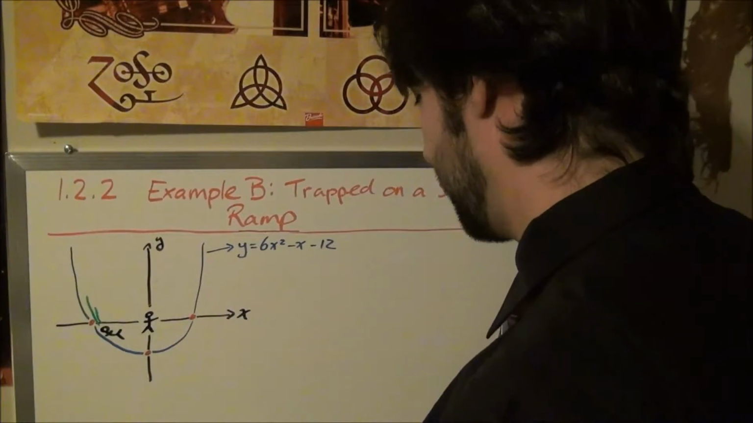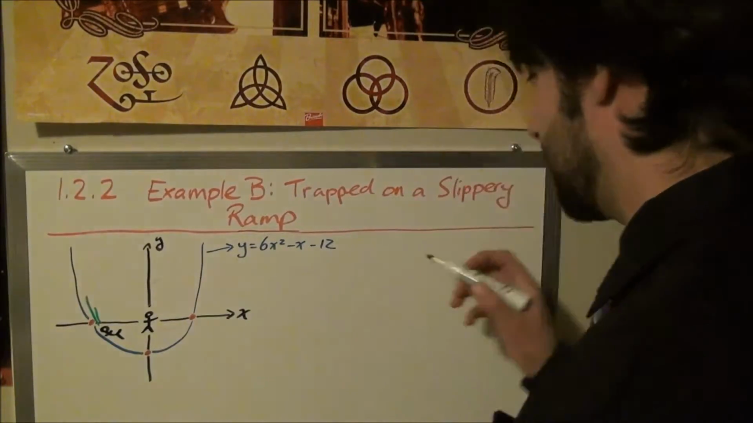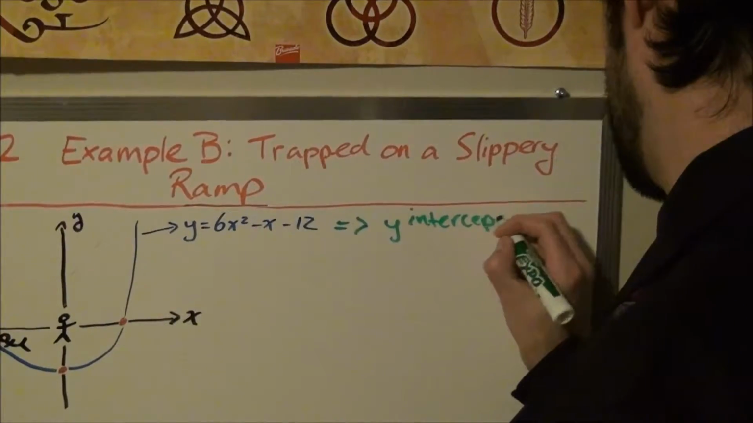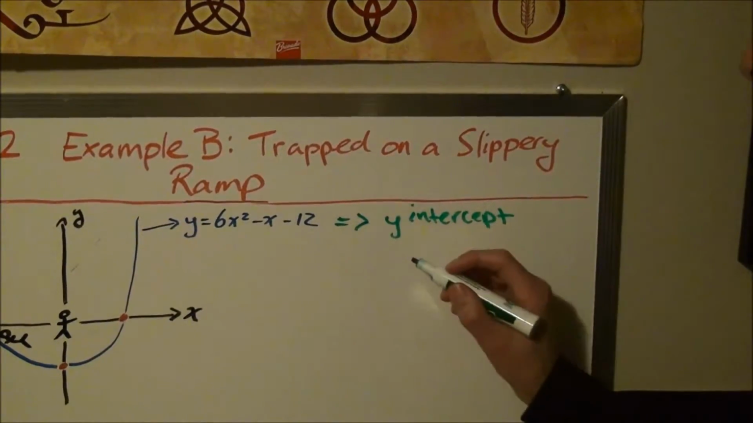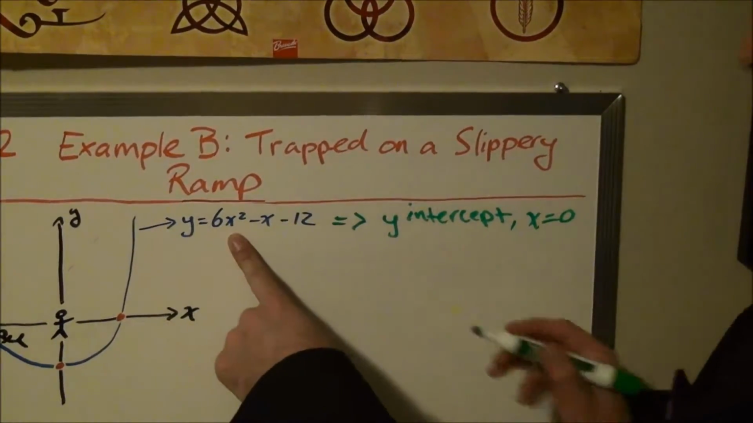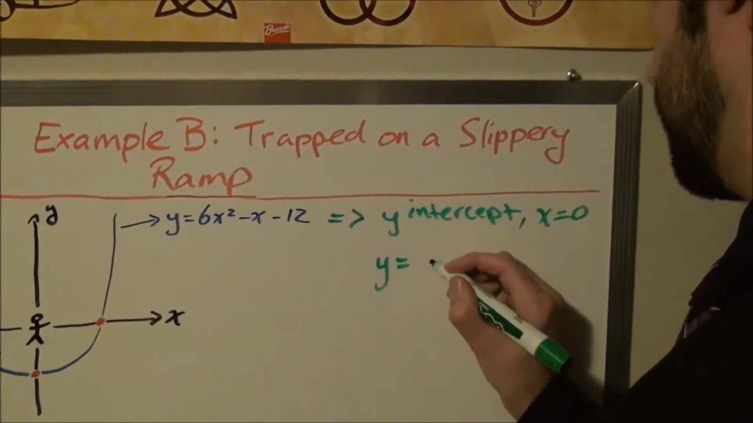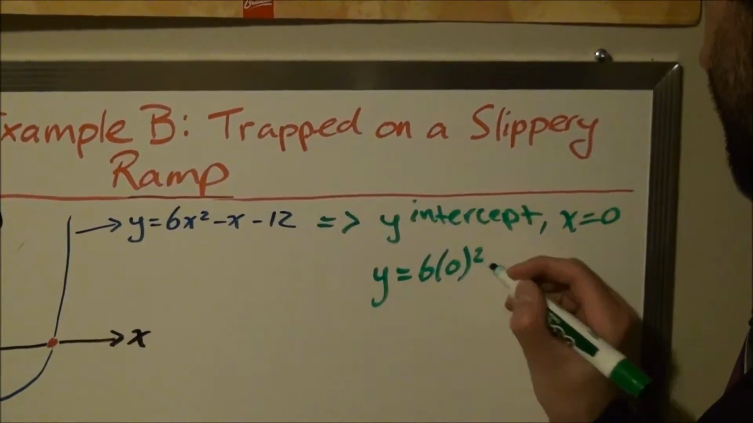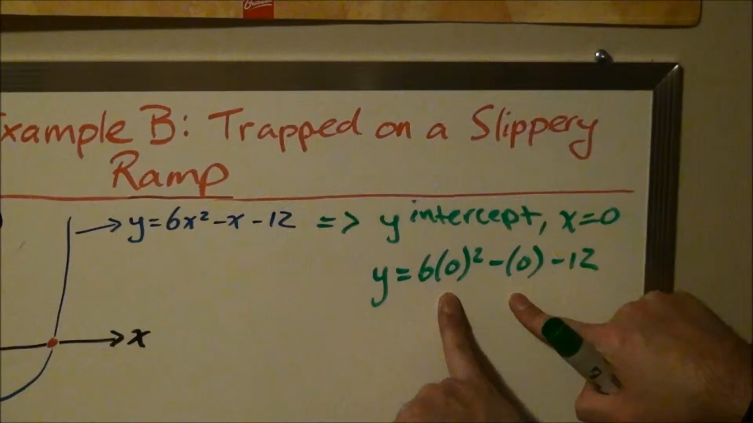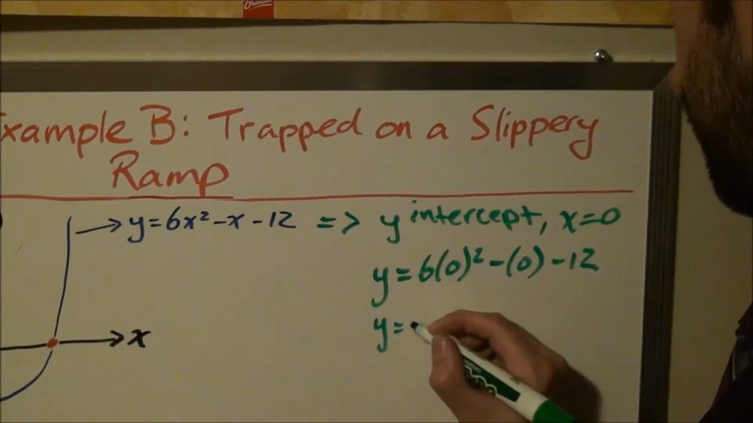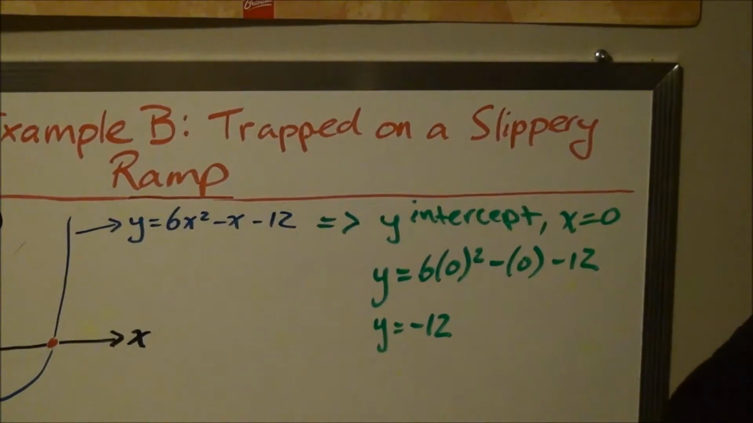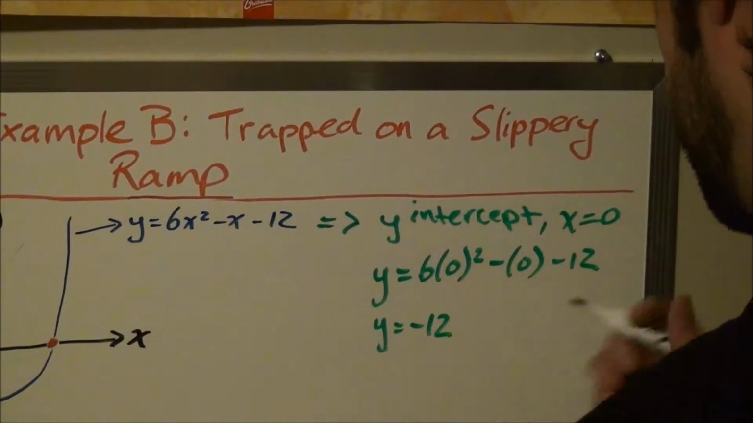The y-intercept will be relatively easy. So to find the y-intercept, we require x equals 0. And setting 0 into this equation will give us y is equal to 6 times 0 squared minus 0 minus 12. These two terms will be 0, and y simply equals minus 12. Therefore, the y-intercept will be described by the point x equals 0, y equals minus 12.